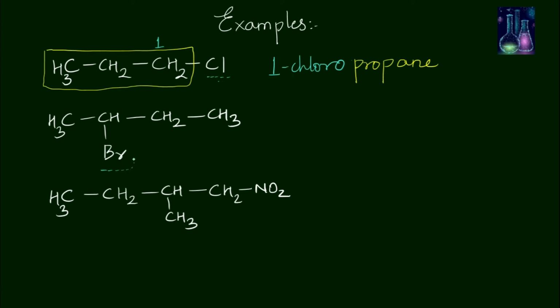Bromo. Now, this is your parent chain with 4 carbons. Let's give the least possible number to the functional group: 1, 2, 3, 4. So bromo gets the second position. The name of the molecule is 2-bromo butane, since all carbon-carbon single bonds, therefore ane.